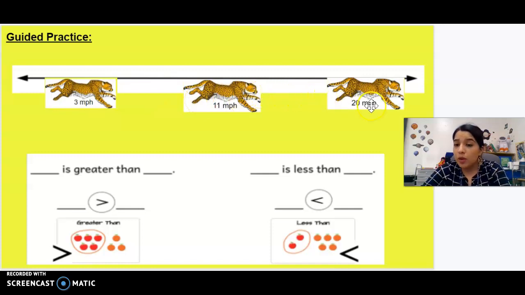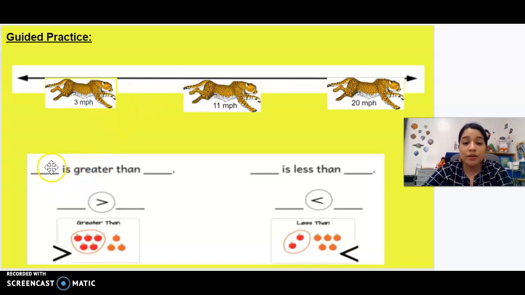And 20. Does 20 come after 11? Yes, and 20 is the biggest number, so it's all the way to the right. So, yes, we're reading left to right, and the smallest number is on the left, and the biggest number is on the right. And we're reading left to right, and it's the right order. So, our number line is good.